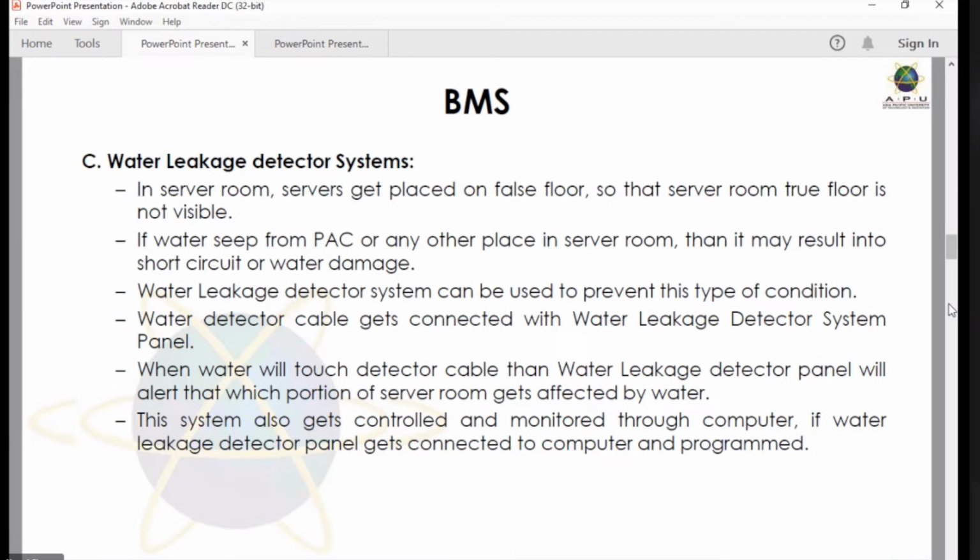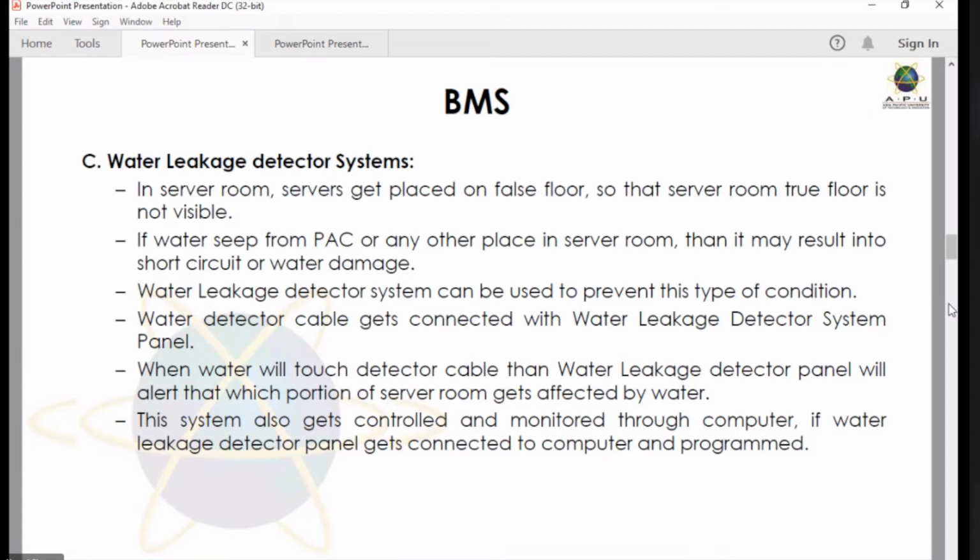Water detector cables get connected with water leakage detector system panel. When water will touch detector cable, then water leakage detector panel will alert that this portion of server rooms get affected by water. त्यो पानी भयो भने पनि के गर्छ त, त्यो पाइपमा पानी पर्यो भने त्यसपछि सर्भर रुममा पानी भयो है भनेर चाहिँ एउटा डिटेक्टर सिस्टम हुन्छ.